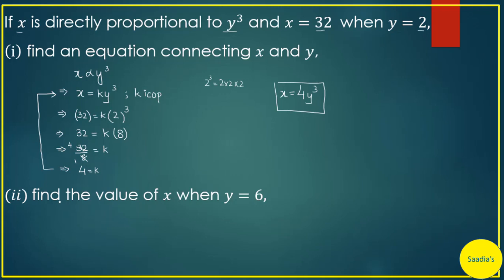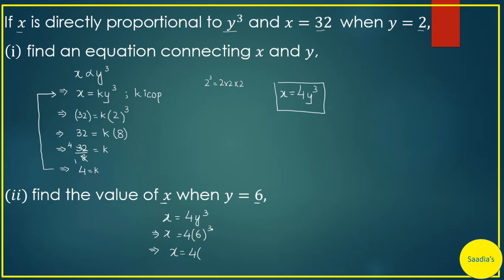Now second part is find the value of x when y is 6. We take the equation that we had just formed, x is equal to 4y cube. We need to work out the value of x, so it remains as it is. 4 times the value of y, which is 6, and x is equal to 4 times. First of all, we need to find the cube because according to BODMAS, after brackets, we solve the order. Order means power. So 6 cube is to be solved first. Then we will multiply this number with 4.